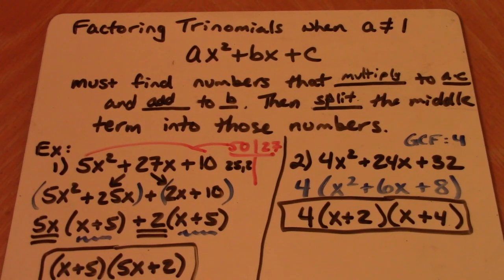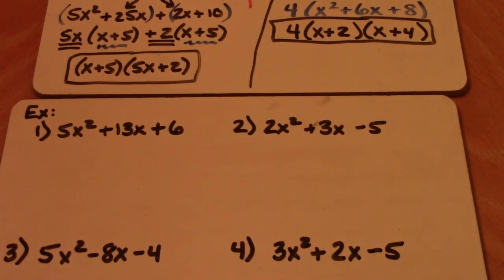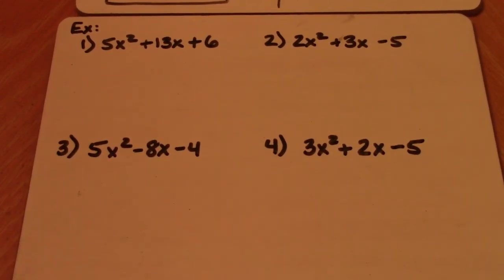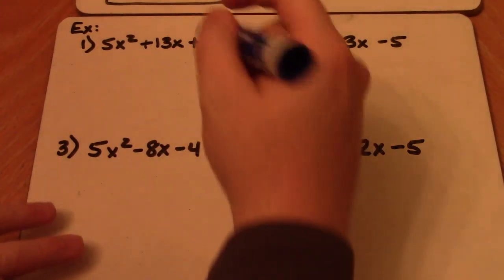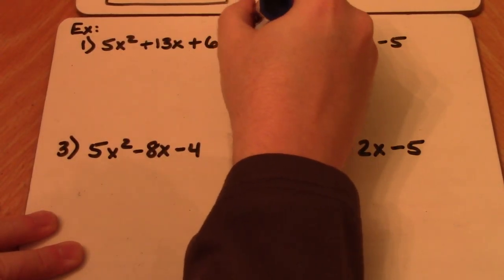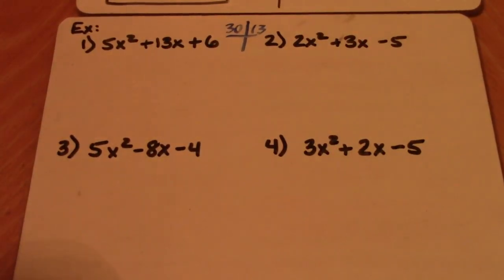Now I do think that's the only example I picked today for this video that has a GCF. So here are 4 more examples. These will be relatively quick. So we do a times c, 5 times 6. We're looking for numbers that multiply to 30 and add to 13. That would be 3 and 10.